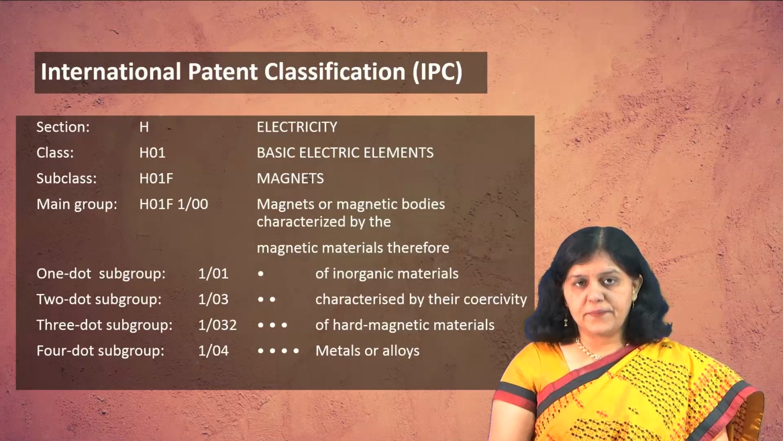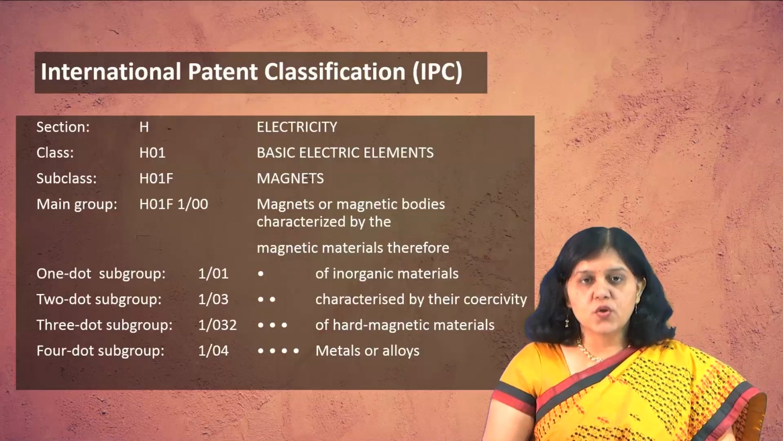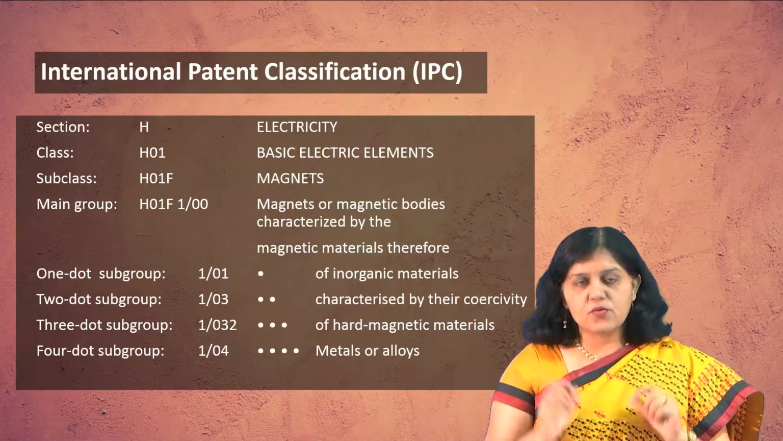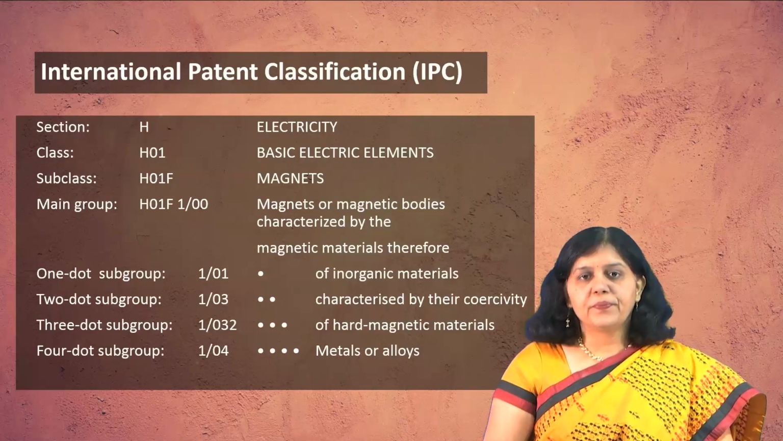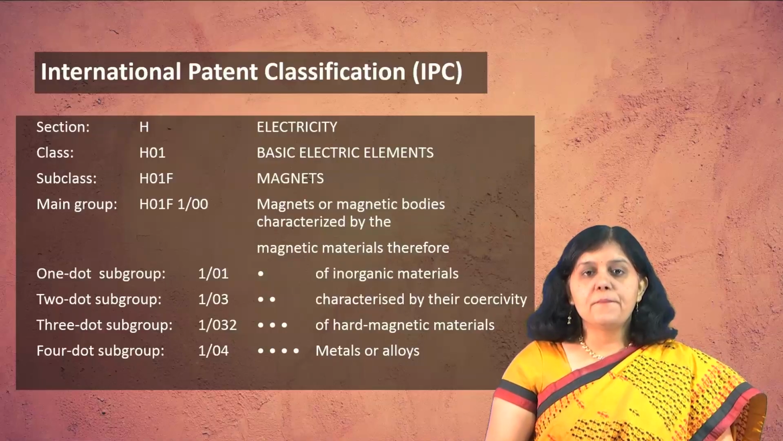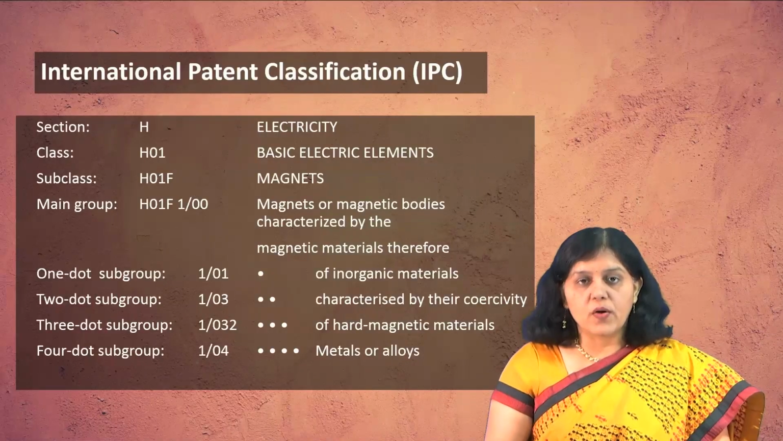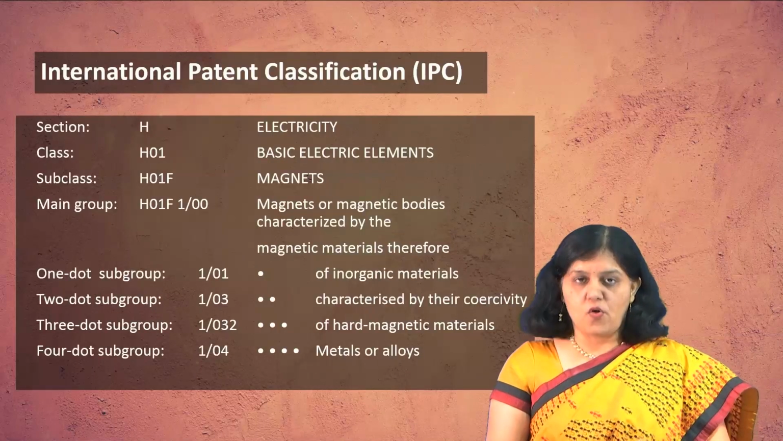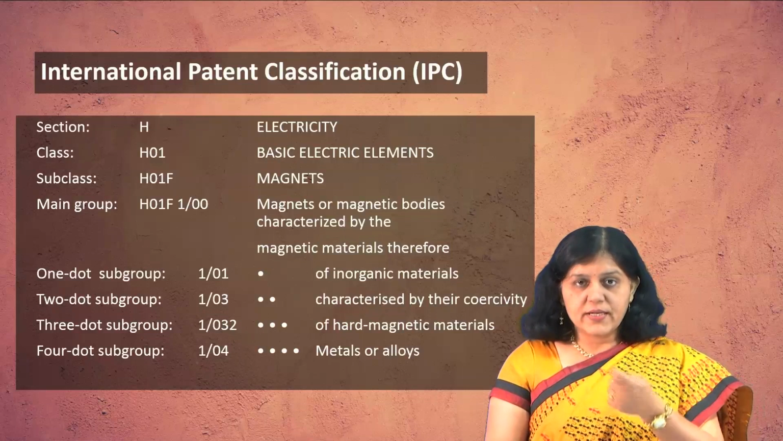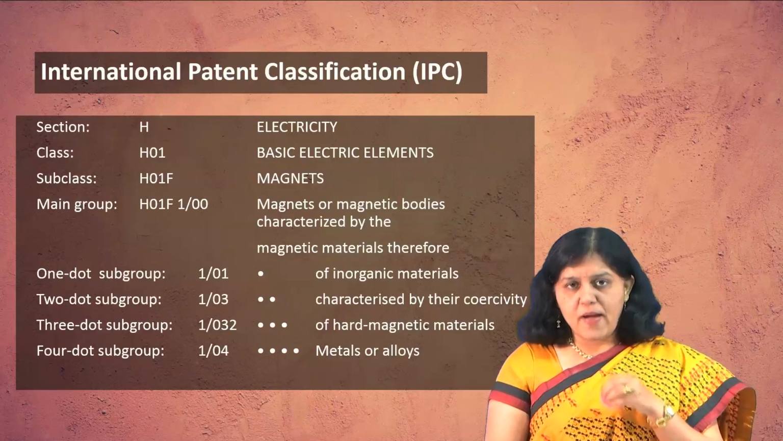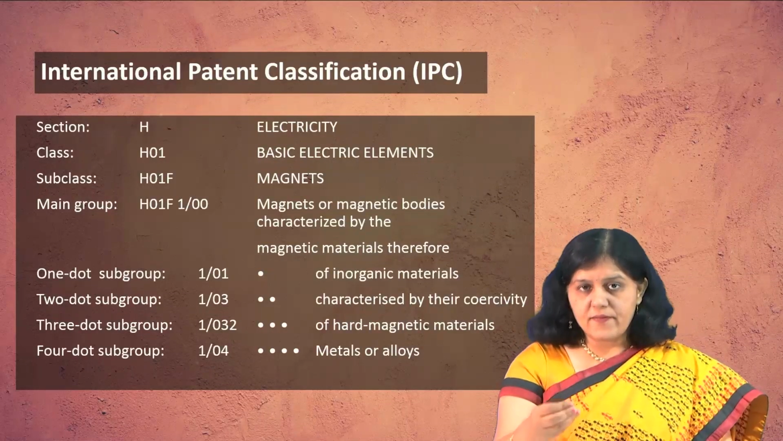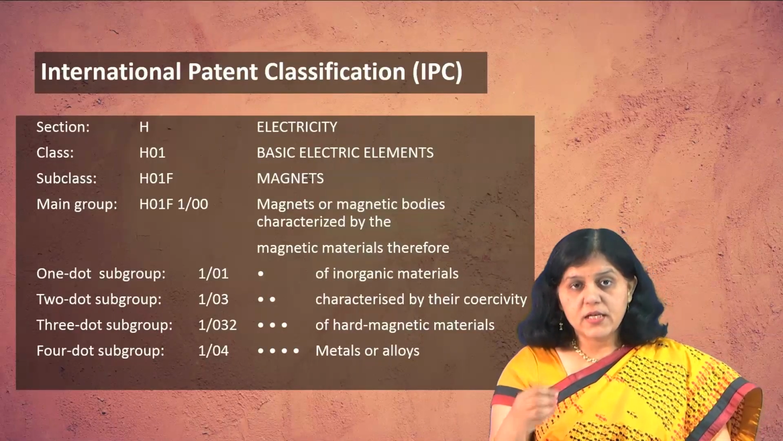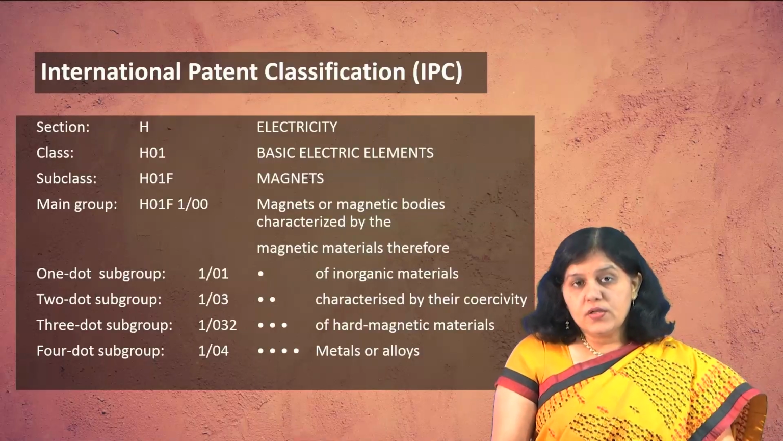So, the main group is there. H01F1/00. If you see that kind of IPC code, what does it denote? It denotes magnets or magnetic bodies characterized by the magnetic materials thereof. You can just read that. So it is something related to magnets, and further they have elaborated that it is characterized by the magnetic material. Now, the one dot subgroup.